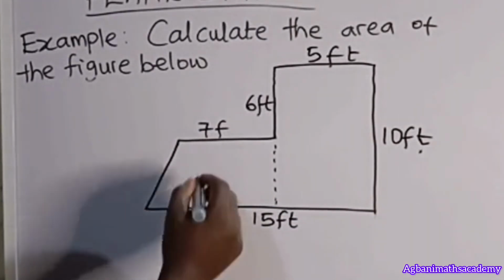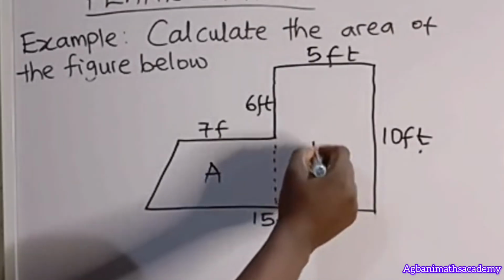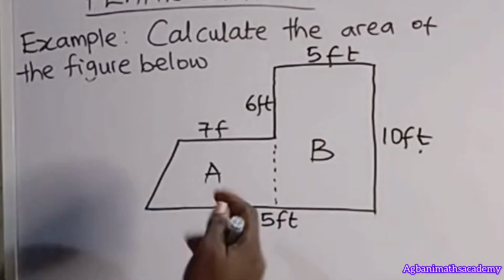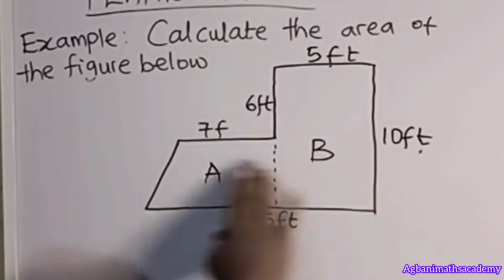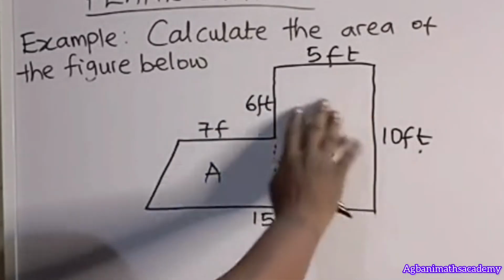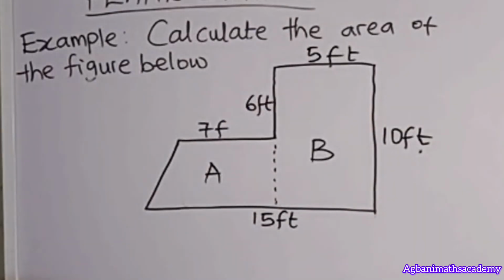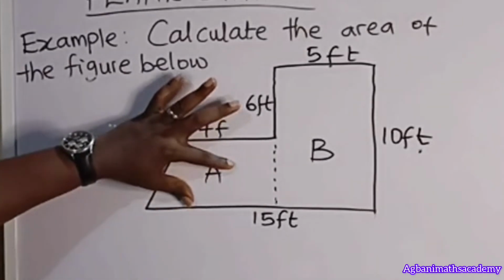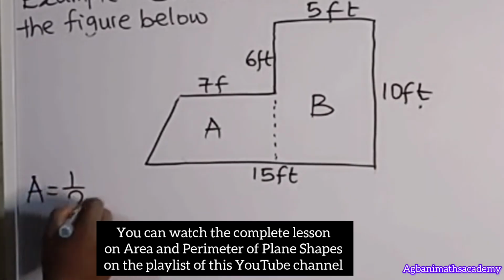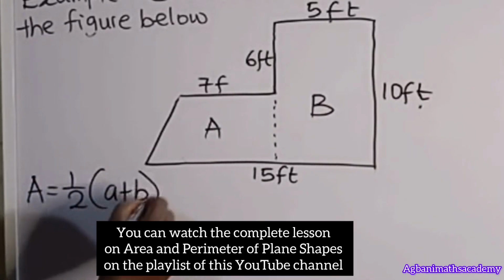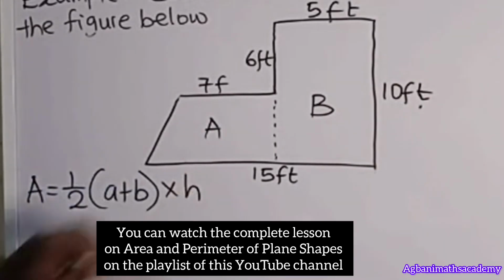Let's call this shape A, and let's call this shape B. Also, some other person can cut this way, and we have a longer trapezium and a smaller shape on top. So let's calculate the area of this trapezium. Area is equal to half (A plus B) times height. So I'm going to draw it here.